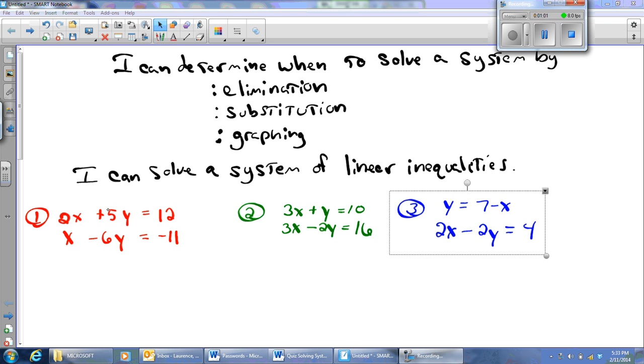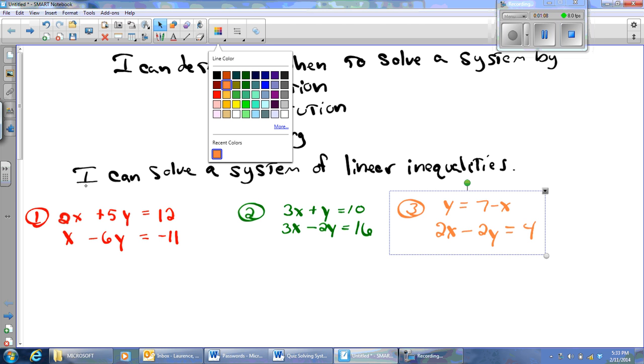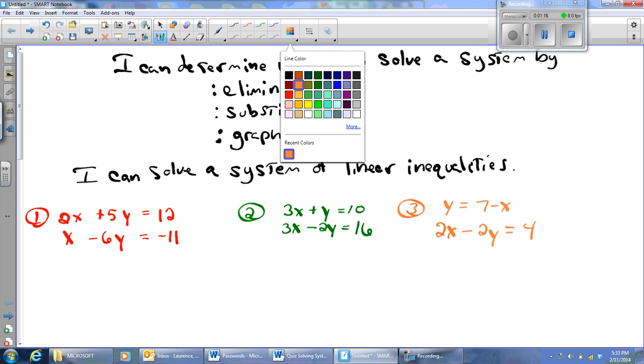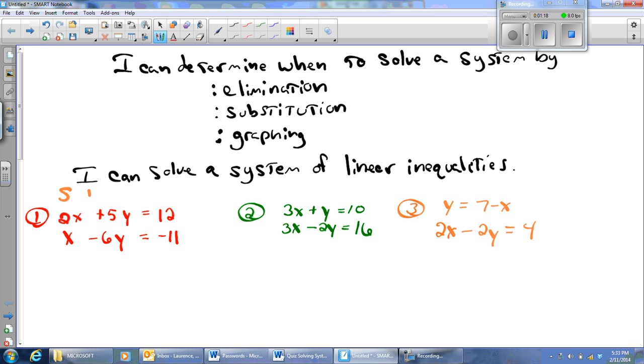I could also do this system by substitution by solving for the x. So I'm not sure which one I want to do at the moment. I'm going to mark an S for substitution because I think substitution would be a good choice. And I'm also going to put an E for elimination because it could be a good choice. The second one, the green system, looks like I could solve for y pretty easily, so substitution's not too bad. Elimination might work.